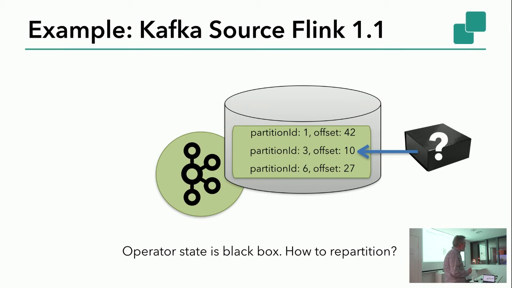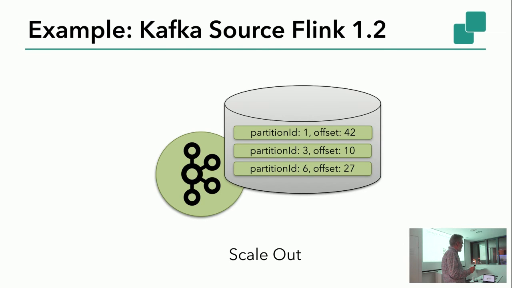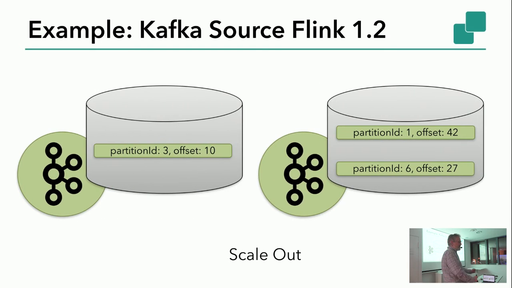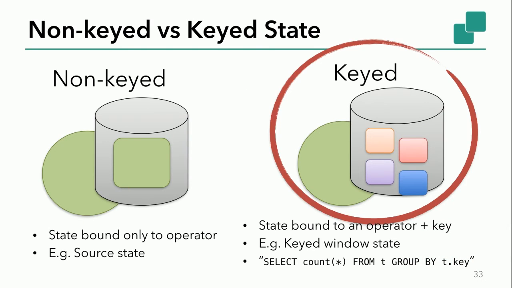So an example of how this works, here you can see we have the Kafka source. Here's 3 of these pairs of partition ID and offset. In Flink 1.1, this was a black box and we couldn't repartition it, but now we've split it up into separate pieces, and so we can easily, if we need to scale out, just do so, and if we need to scale in, we can do that too. So that's the story for non-keyed state. So that's pretty easy to work with.